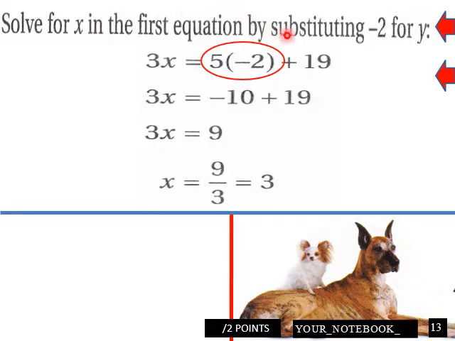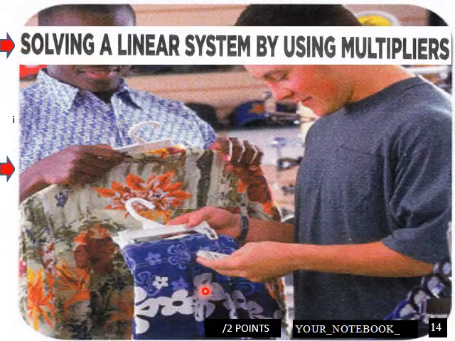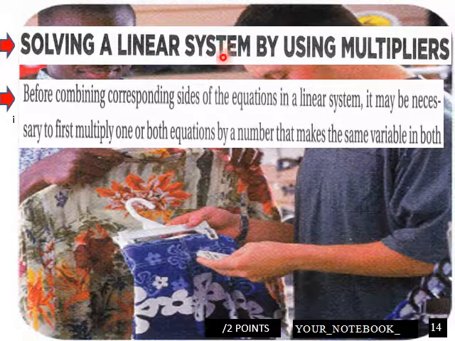Solve for x in the first equation by substituting negative 2 for y. 3x equals 5 times negative 2 plus 19. And then we get down here, x equals 9 over 3, x equals 3. The solution here is 3, negative 2. So that would be how you would use equations to solve for x and y.